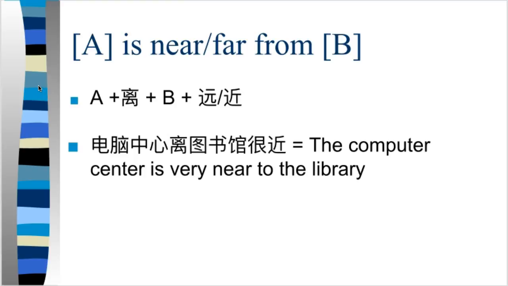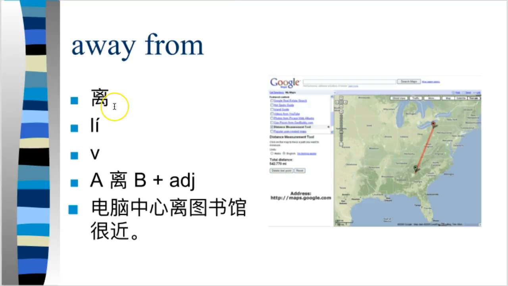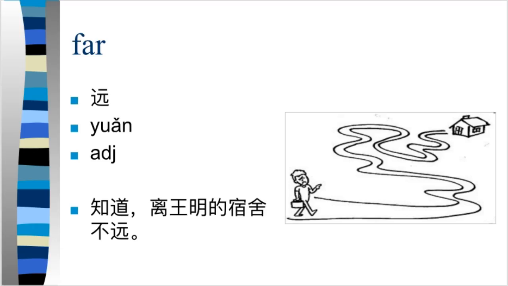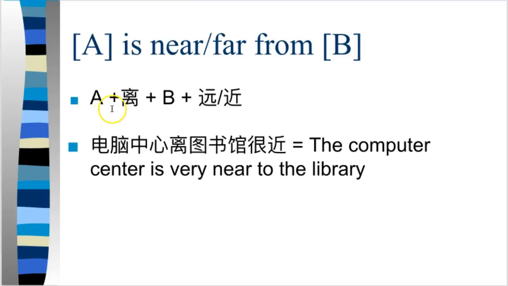So 我们的第一个语法点是 A 离 B 远或者近。Okay, so 离 it's a verb. It means kind of away from. So literally like A away from B is like how far away. You can translate it that way. So either A away from B is near 近 or it's far 远. So these are both adjectives. It's like A 离 B 远 or A 离 B 近.